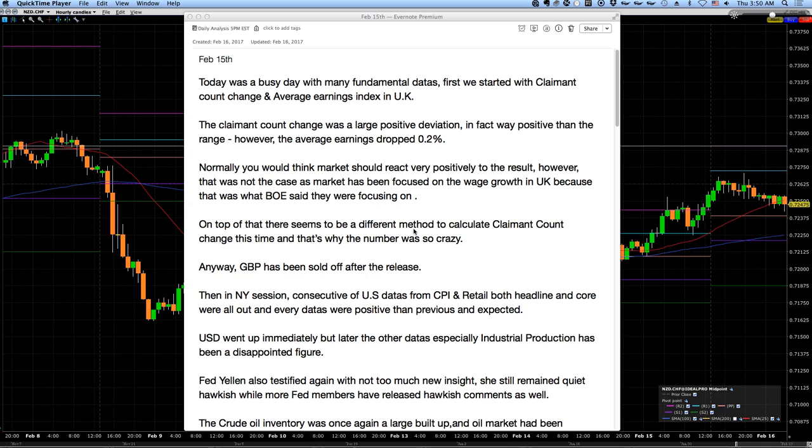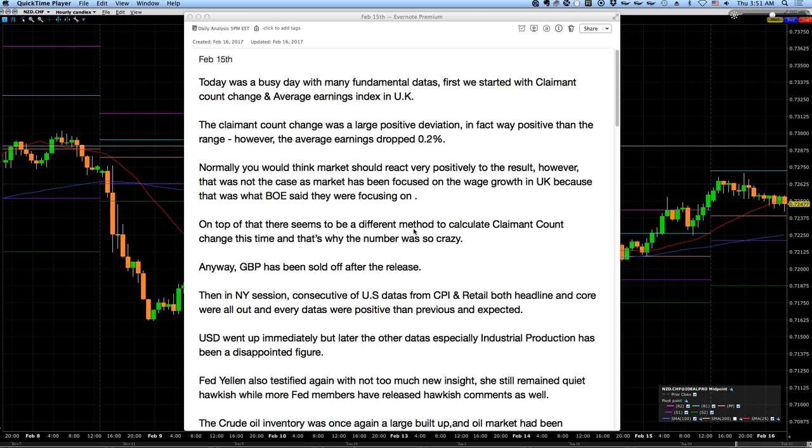Also, to note that the claimant count change was a huge drop, but that's mainly because rumor has it that they used a different calculation method. That's why you have such huge deviations. But nevertheless, let me give you a bit of insight: whenever you look at recent events or a certain data, it really depends on what the central bank is choosing to focus on.